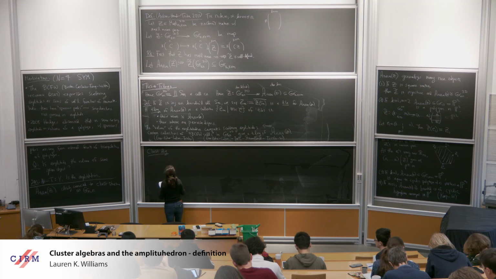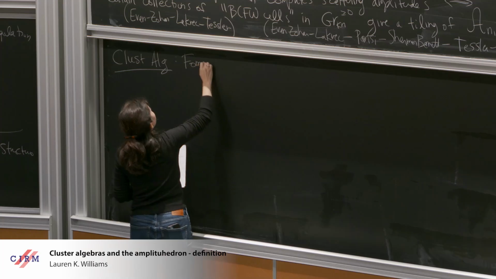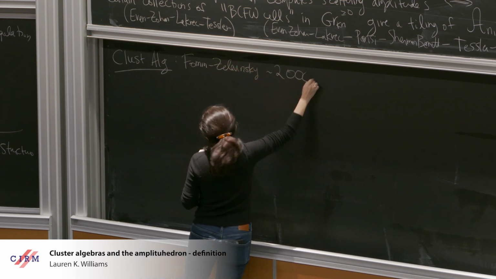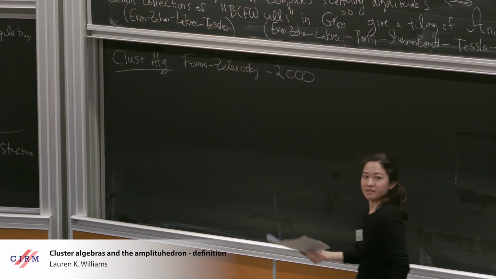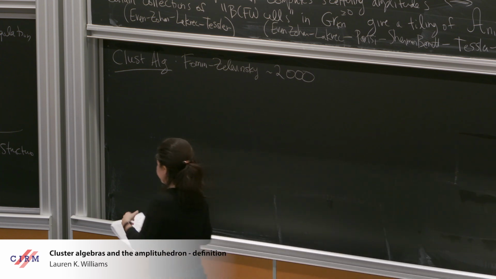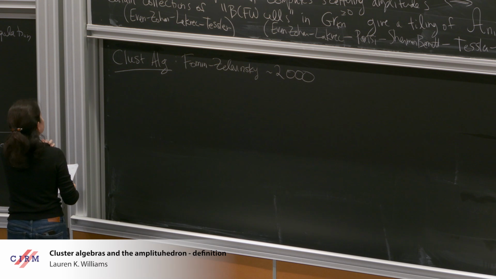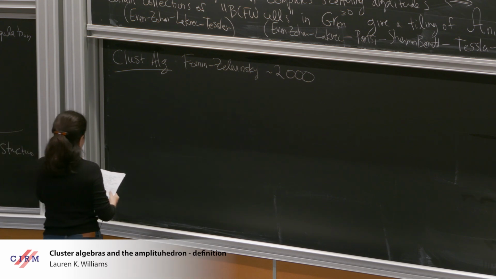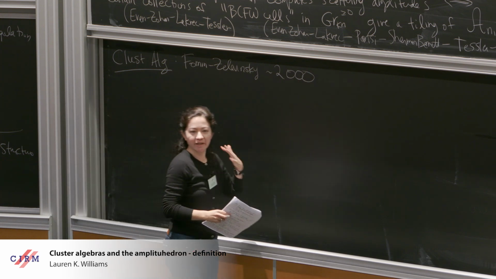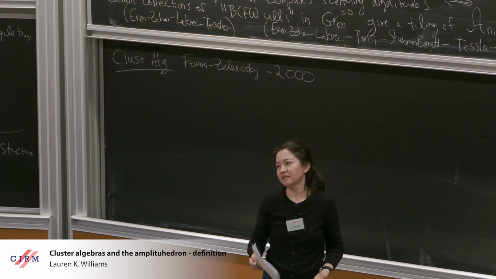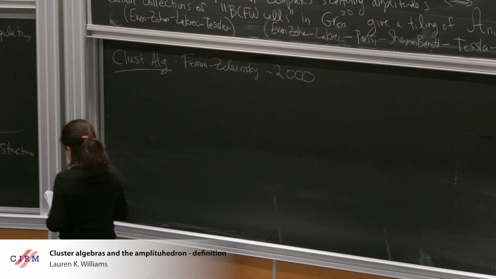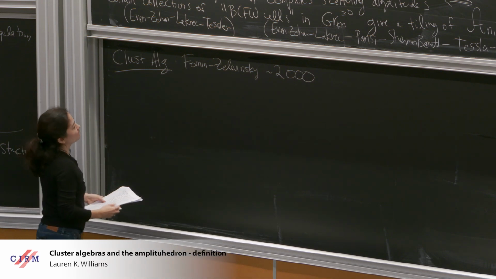Okay, so cluster algebras were defined by Fomin and Zelevinsky around the year 2000. A cluster algebra is a particular kind of commutative ring with some distinguished generators. And these cluster algebras have a very rich combinatorial structure. There's also a geometric analog, the notion of cluster variety, which is roughly a variety whose coordinate ring, homogeneous coordinate ring, has a cluster algebra structure.